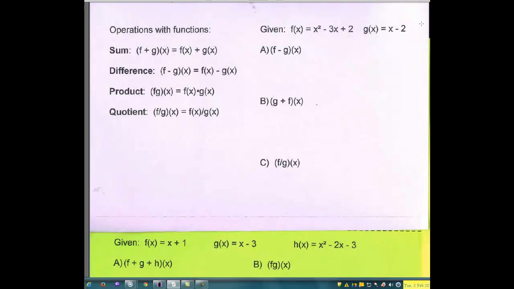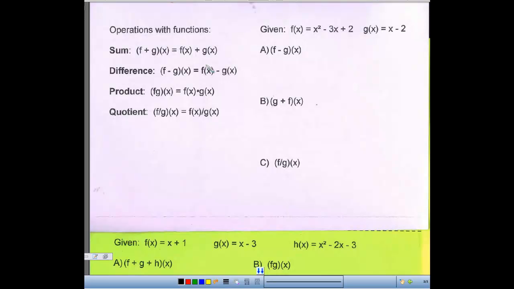Now let's look at g plus f of x. This is the same thing as saying f of x plus g of x. Let's replace f of x with our given f of x. So f of x is x squared minus 3x plus 2 plus g of x. Let's replace g of x with our given g of x, and that is x minus 2.